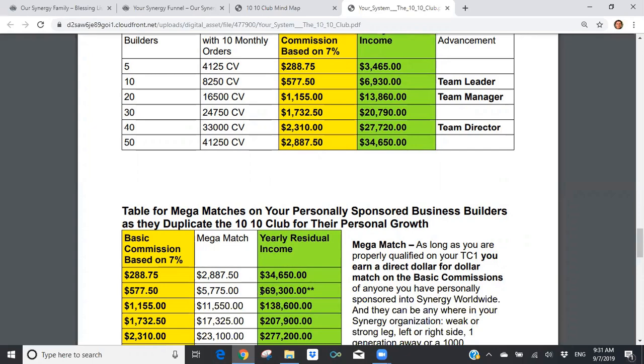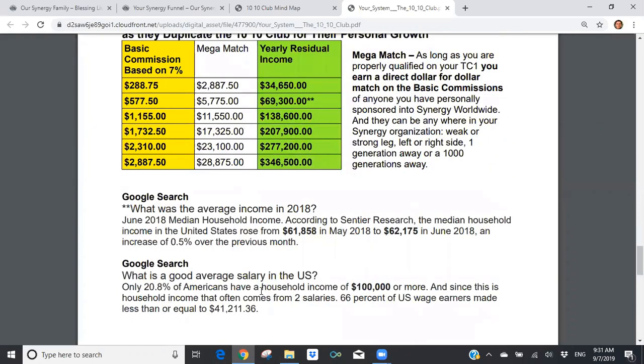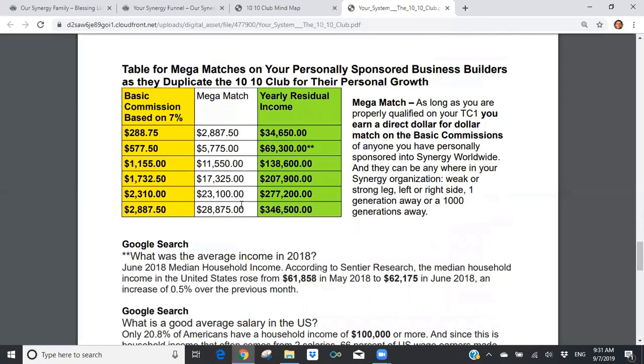Why is it double asterisk? Because when you look at America, I don't have income values for 2019, but in 2018, last year, the average household income, median income, rose from $61,858 to just slightly over $62,000. So let's take the average. It was about $62,000 is the average income in America. Well, what's the power of the mega match?